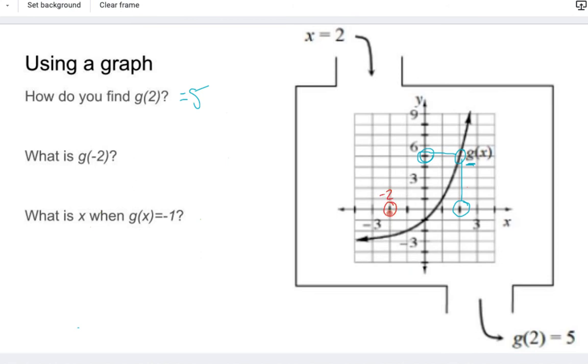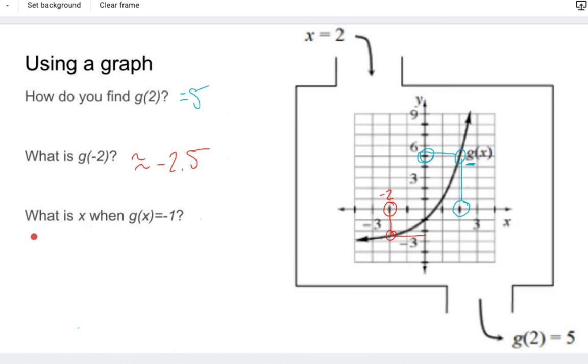Follow that to the function, and then follow that straight over to the y-axis. Here it is, halfway between negative 2 and negative 3. Since it's a graph and it's not exact, we can only say it's about halfway between negative 2 and negative 3. We're going to call that approximately negative 2.5.